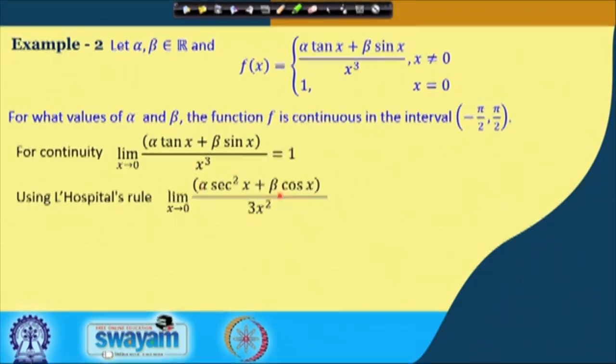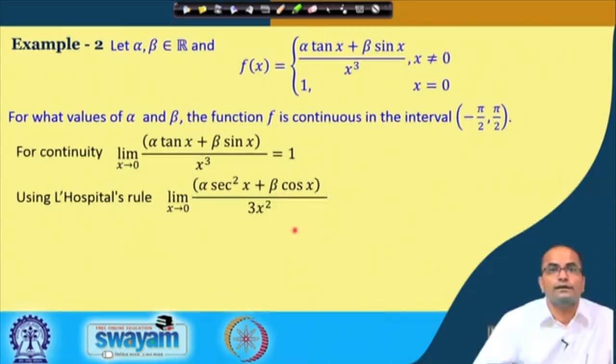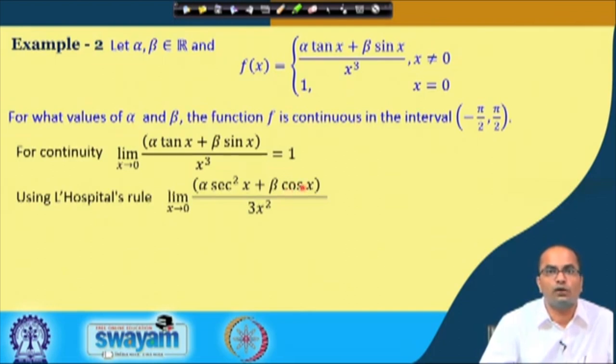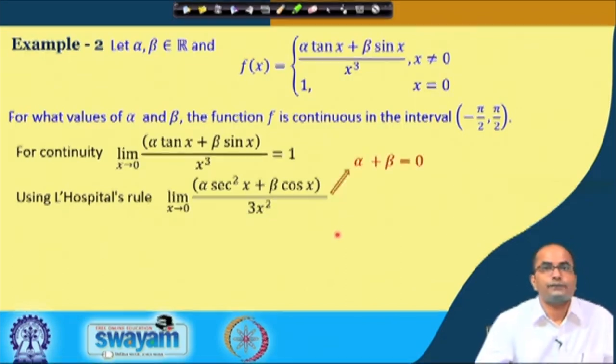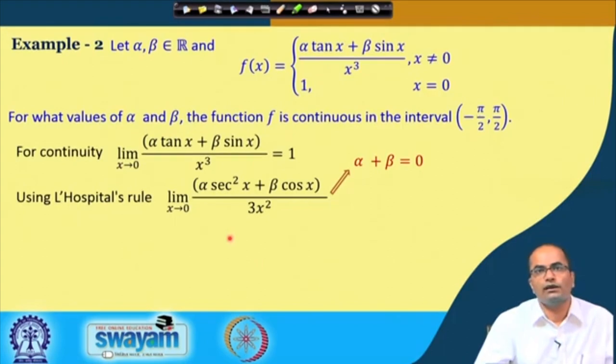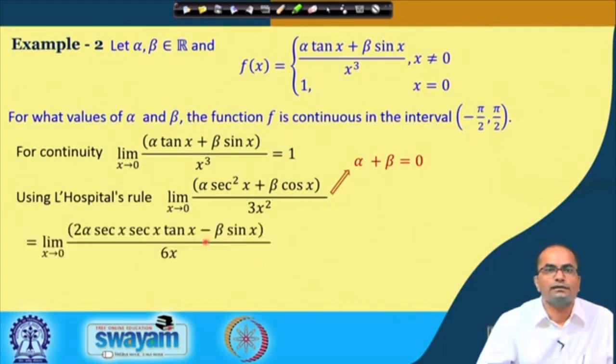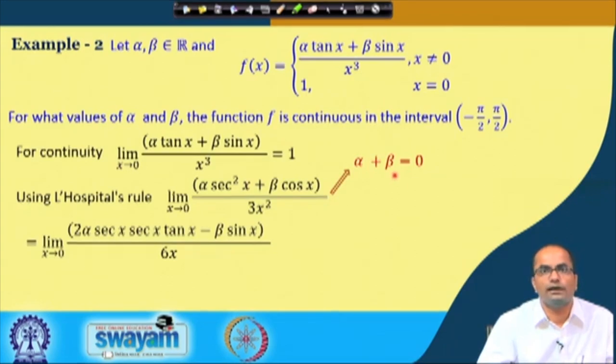But in this case, what we can set to move further, for this alpha sin square x plus beta cos x divided by 3x squared to have this limit as 1, is that alpha plus beta is equal to 0, because when x goes to 0, then we can move further and apply the L'Hopital rule again. So, applying this L'Hopital rule again, we already got one condition on alpha plus beta, which is equal to 0.